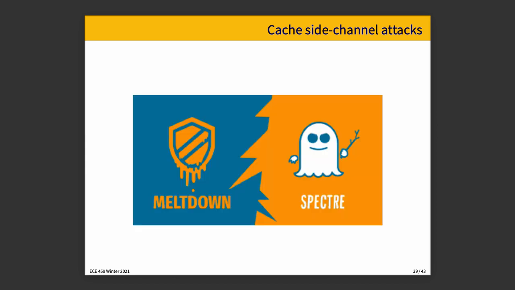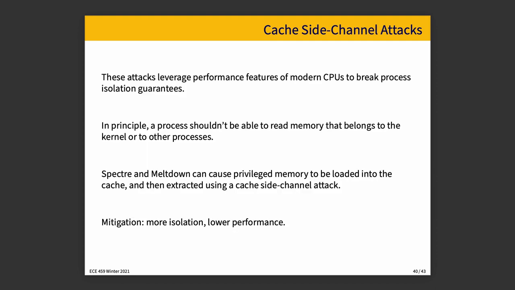No, wait, not those. These, Meltdown and Spectre. Okay. What are these about? Well, they cause privileged memory to be loaded into cache, and then basically you are trying, as the attacker, to figure out what is in the cache. That's why it's a side channel attack. It's not the normal program execution that causes it, but we are relying on information leakage to get the information that we need.